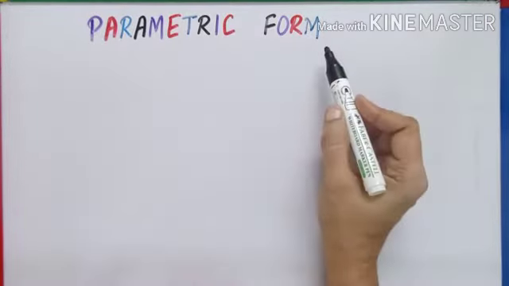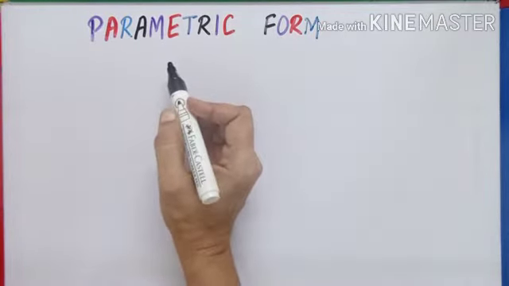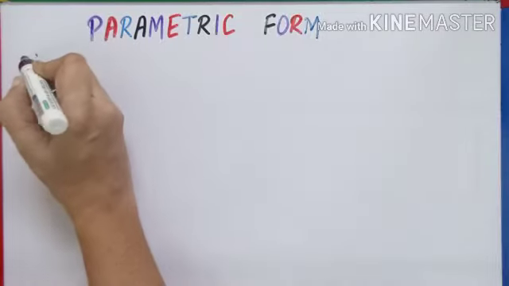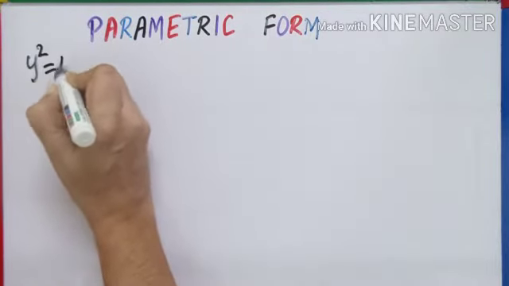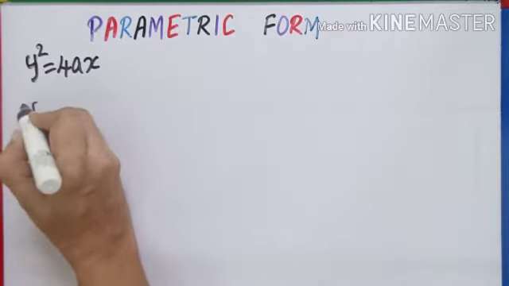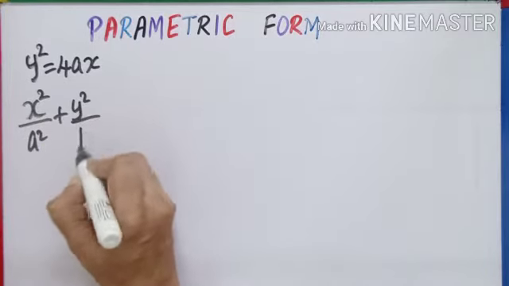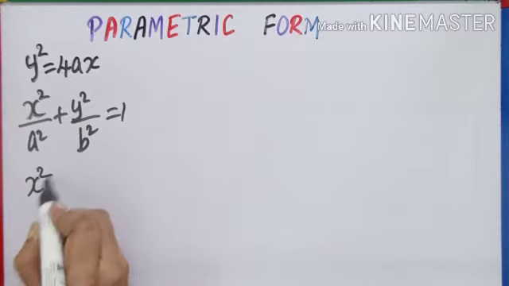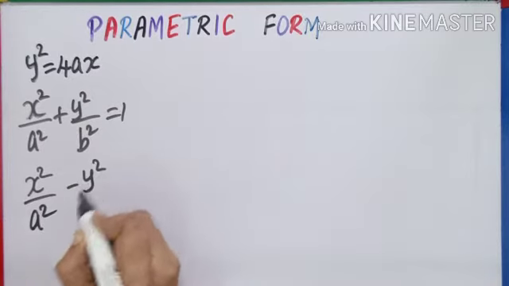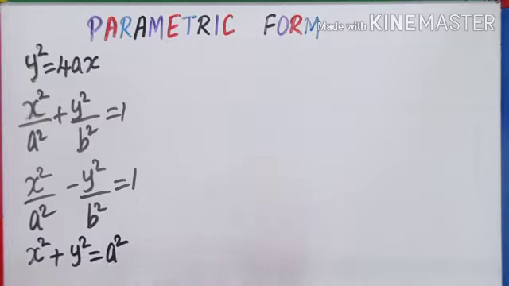Parametric form of a conic. Why do we need this parametric form? Generally, we call the equation of a parabola y² = 4ax. For an ellipse, it is x²/a² + y²/b² = 1. And for a hyperbola, it is x²/a² − y²/b² = 1. For a circle, it is x² + y² = a².